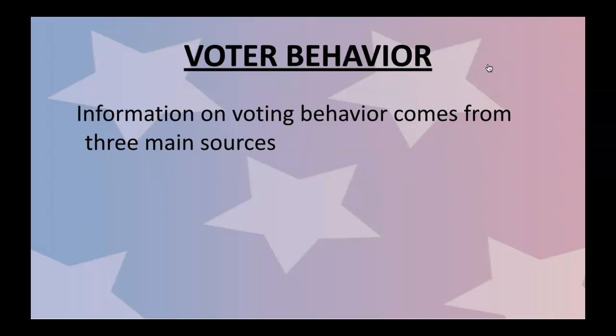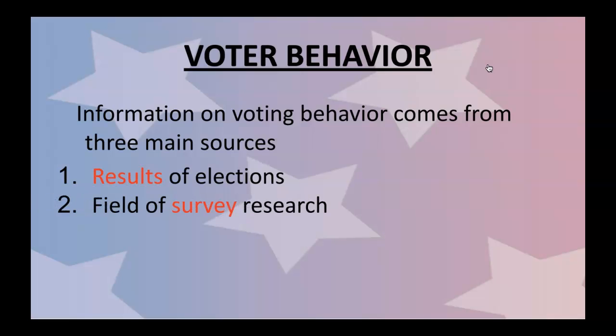So when we look at information on voting behavior, we can get it from three main sources, and here are those three main sources that help us understand how people vote. The first is results of elections, looking at the actual votes and ballots of how people voted. We can also gain information from the field of survey research. In other words, this pertains to scientific polling of a population or of a demographic.